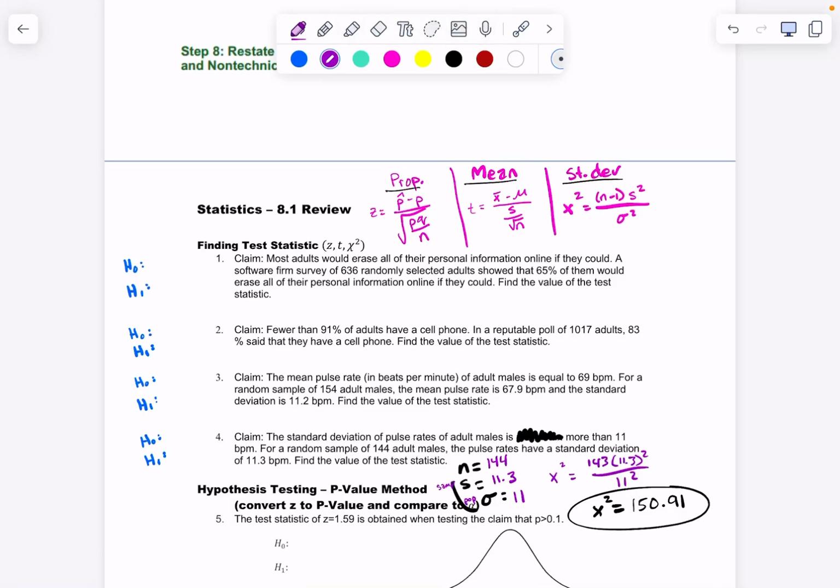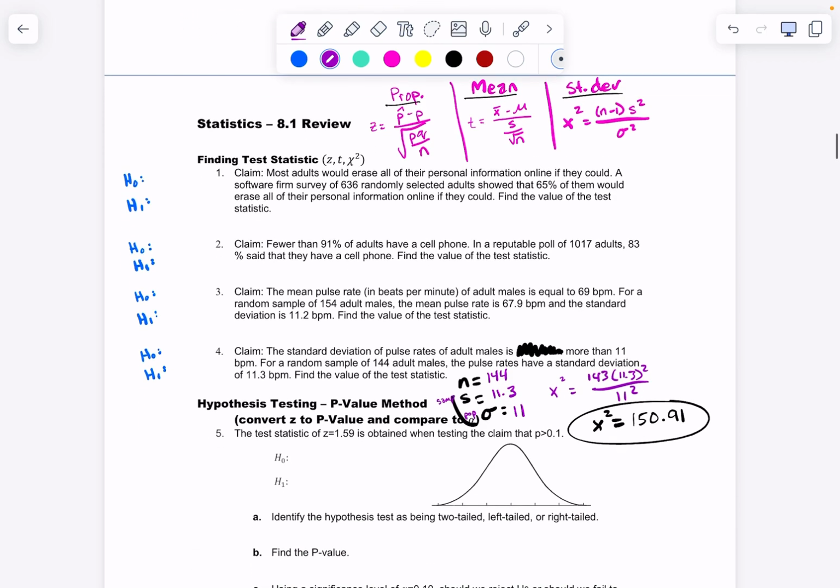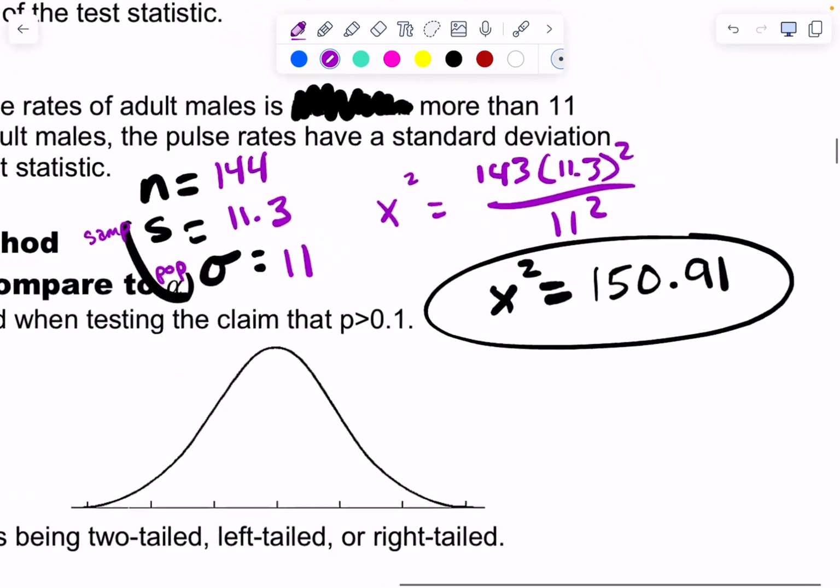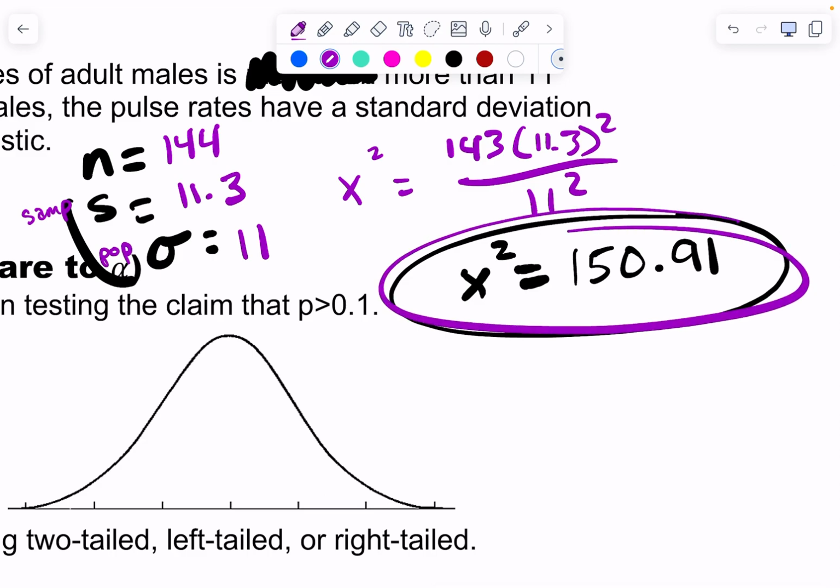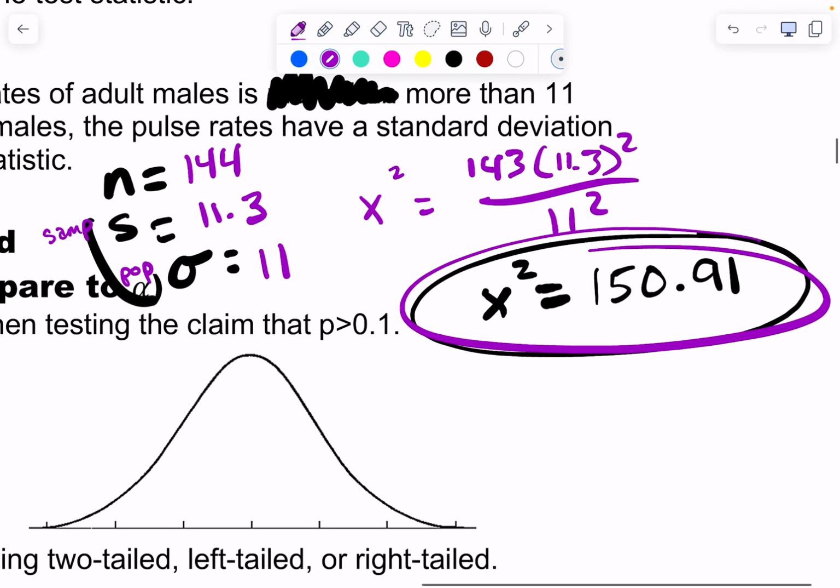Okay, I'm going to record for the people that are gone. We are on day 2 of the 8-1 notes and stuff. We did go through number 4 real quick to find out what your test value is. And this is what we got for our chi-squared value. Here's the formula up above here.